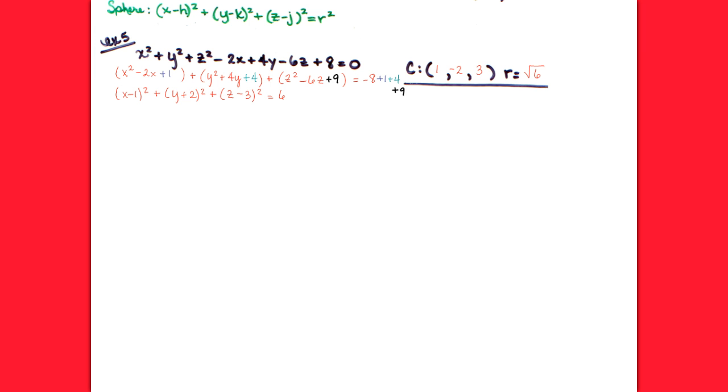Square root of 6. And that's another one of those that on the quiz, square root of 6 will be an option and 36 will be an option. So be careful with those.